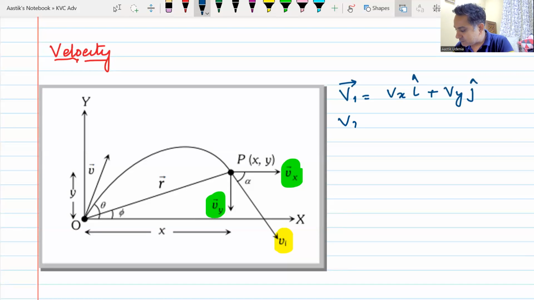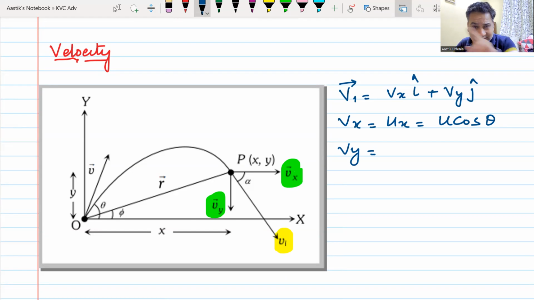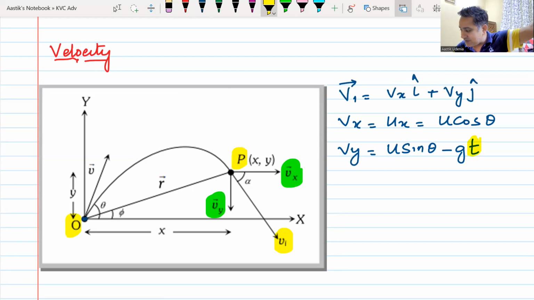Now, this vx does not change. It remains same as ux. So, it will be equal to u cos theta. But this vy, because of acceleration in the downward direction, it will be uy plus at. If I put the value of uy, it will be u sine theta. Acceleration is minus g, so it becomes minus gt, where t is the time it takes to go from this point to this point P. Anyone understands this? Yes or no? This is the time it takes to go from O to P.